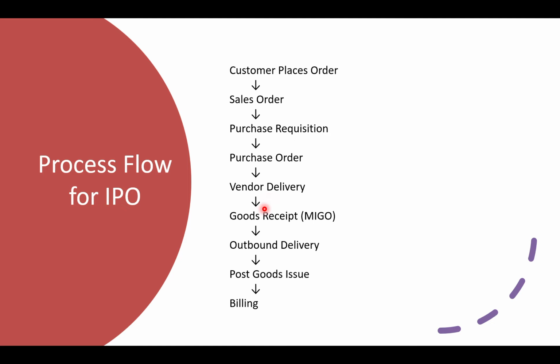Then, in the form of MIGO, when the MIGO is done, the goods will be inward. After that, the company will do the outbound delivery to the customer with picking and PGI, and then the company bills the customer. So this is how the entire IPO process flow will work.